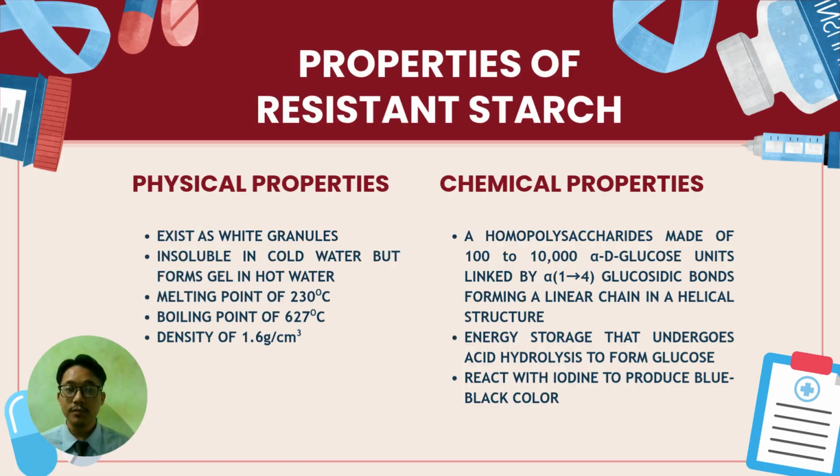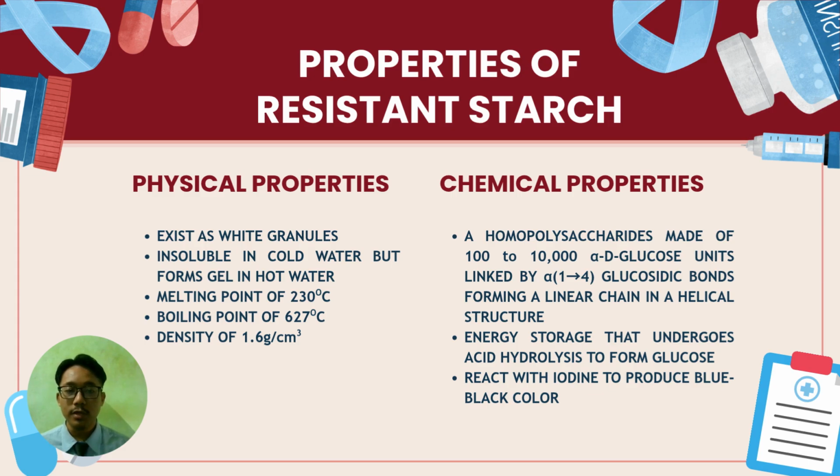Properties of resistant starch. The physical properties of resistant starch are that it exists and is synthesized as white granules. Resistant starch is insoluble in cold water but forms a gel-like substance in hot water. It has a melting point of 230 degrees Celsius and a boiling point of 627 degrees Celsius. Resistant starch, or amylose, has a density of 1.6 grams per cubic centimeter. For the chemical properties, resistant starch is a homopolysaccharide, which means it is a chain compound with only one type of monosaccharide as its repeating units.